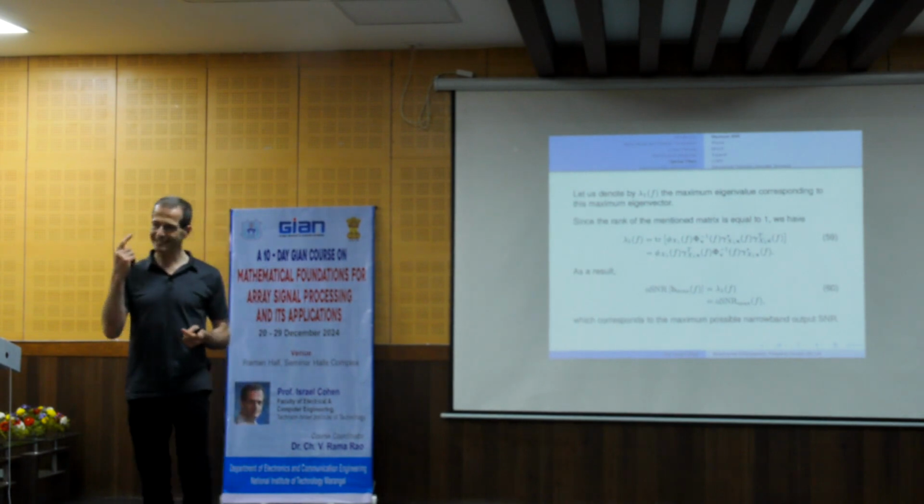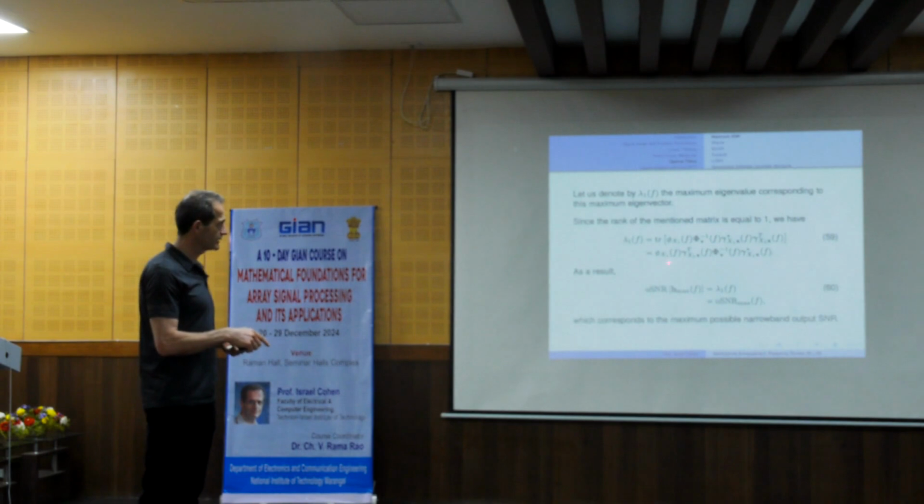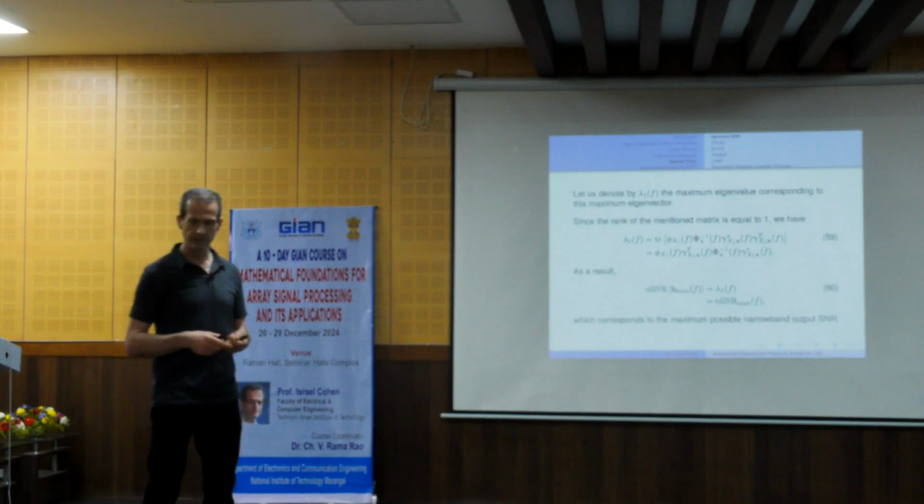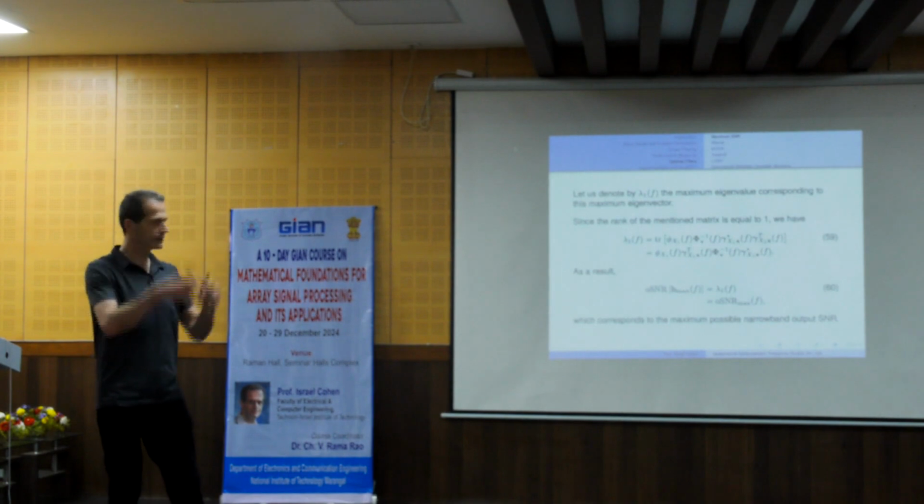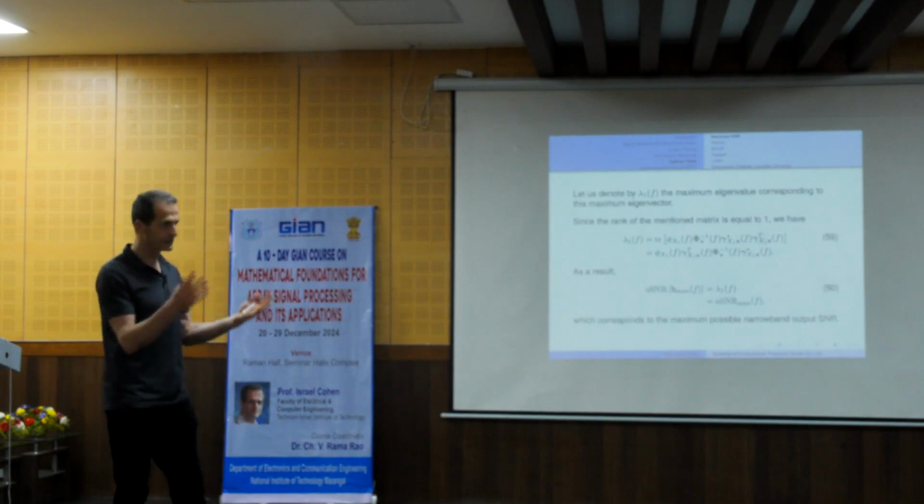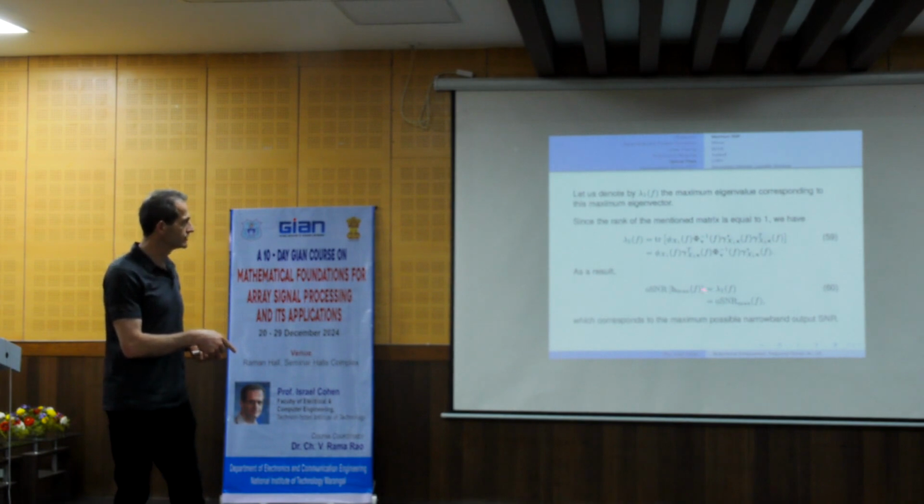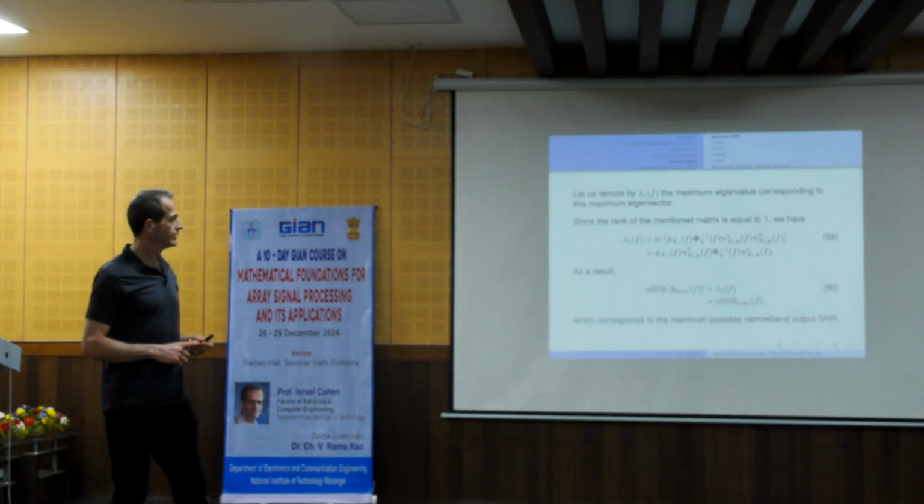So the output SNR depends on two terms. One is the input SNR, because this we can normalize with the variance of V. Second is how much noise comes from the direction when we steer the filter towards the desired direction. So this will give us the maximum amount of SNR. Okay? Questions?